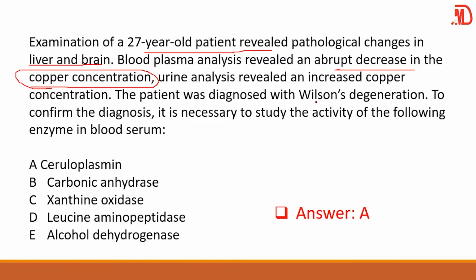The patient was diagnosed with what? Wilson degeneration. And Wilson simply means there's an increase in the amount of copper. Don't forget, they say urine analysis reveals what? An increased copper concentration.